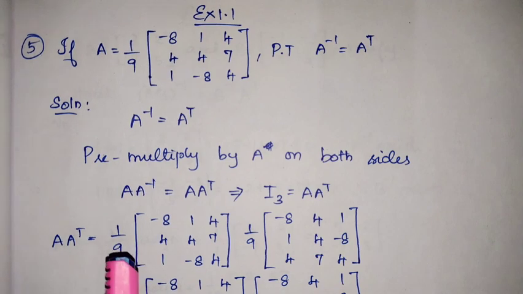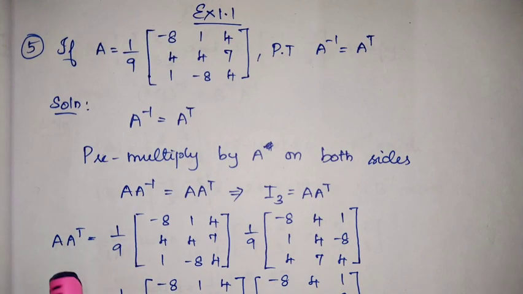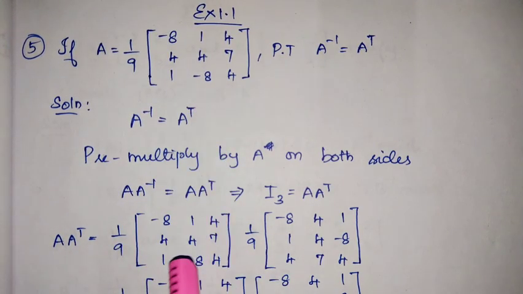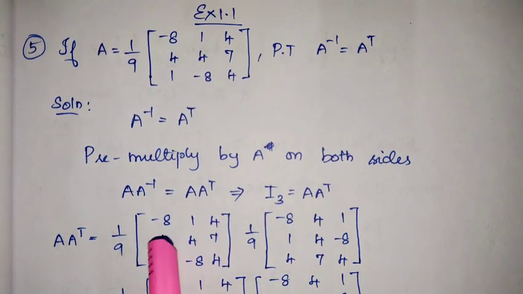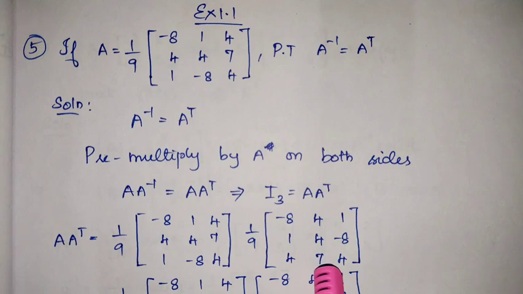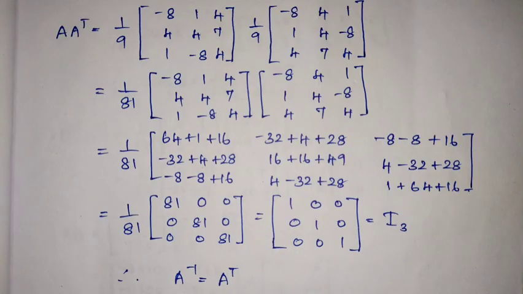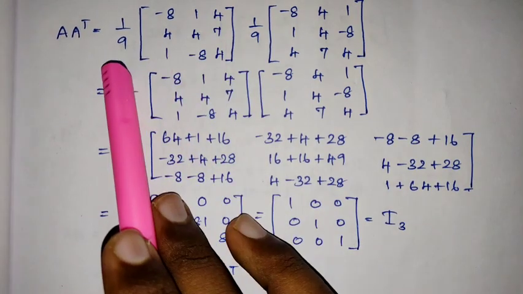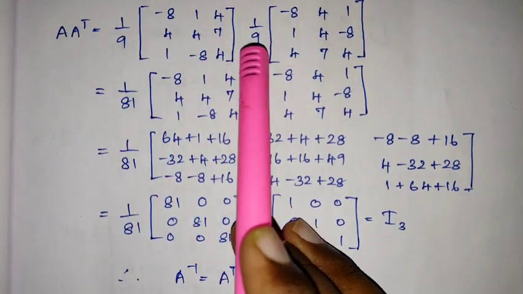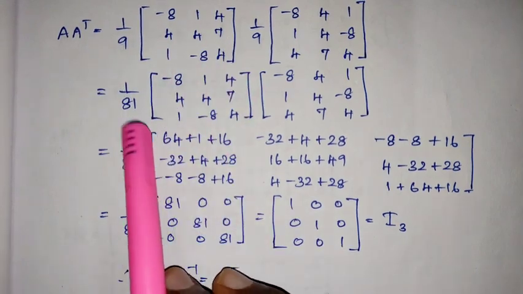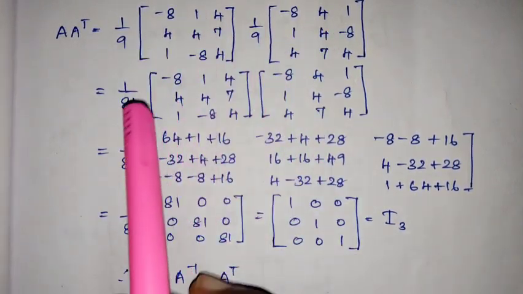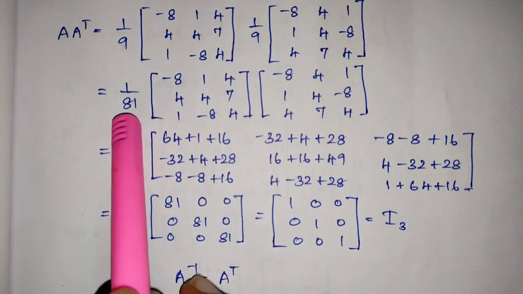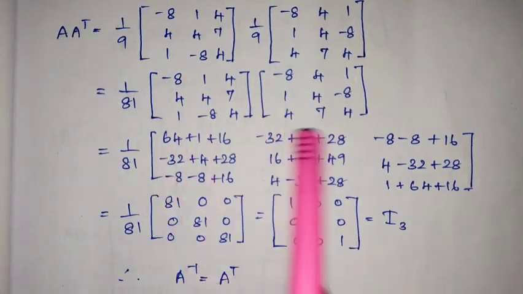Okay. So A into A transpose. So 1 by 9 into the matrix is written. A transpose is 1 by 9 into just the transpose. This is written here. The second row is made into the second column and the third row is made into the third column. Now you see here 1 by 9 into 1 by 9. It's a number, so I can multiply and put it together. This can be interchanged, but these two matrices cannot be interchanged. So 1 by 9 into 1 by 9 is 1 by 81. The two matrices are written nearby. Now we have to multiply.